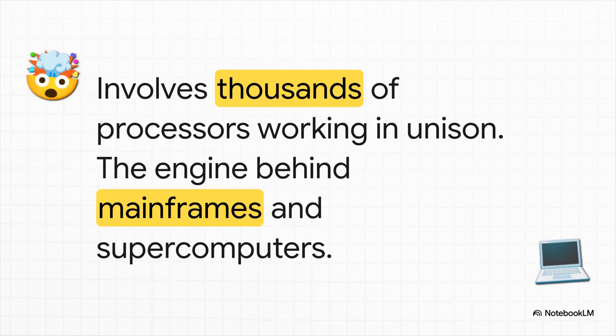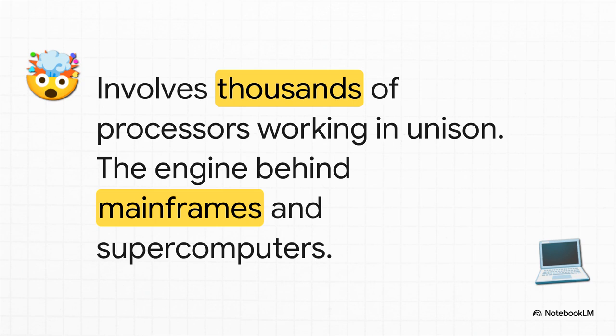But what if you take that idea and just blow it up to an absolutely extreme scale? That's when you get to massively parallel processing. We're not talking about 2 or 8 processors anymore. We are talking about thousands, sometimes tens of thousands of processors, all networked together, working in unison. This is the powerhouse architecture behind the world's biggest mainframes and supercomputers, doing everything from modeling our climate to simulating the entire universe.